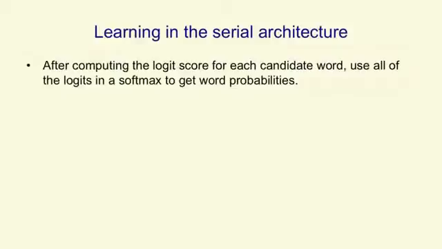Learning in the serial architecture works in the following way. We first compute the score for each possible candidate word, and then we put all those scores, which we computed sequentially, into a big softmax to get word probabilities.